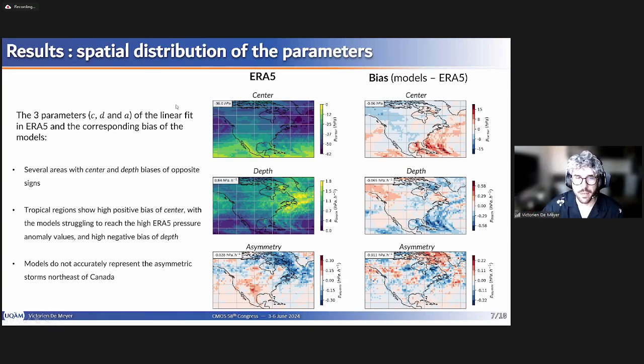So if we take a more in-depth look through the 3 parameters of the linear fit and their spatial distribution, it's what we can see here on those maps. The first column is actually the raw value of the 3 parameters in ERA5, and the right column here is just the bias of the model minus ERA5.